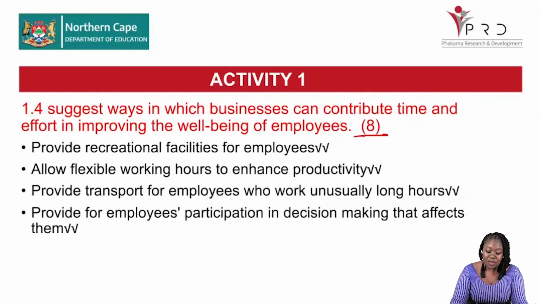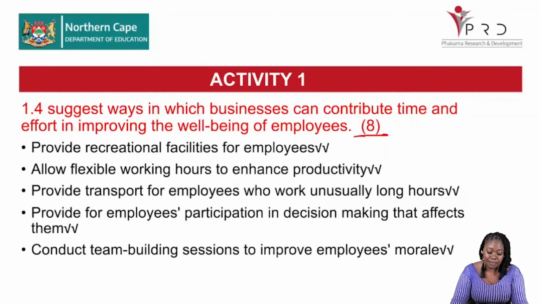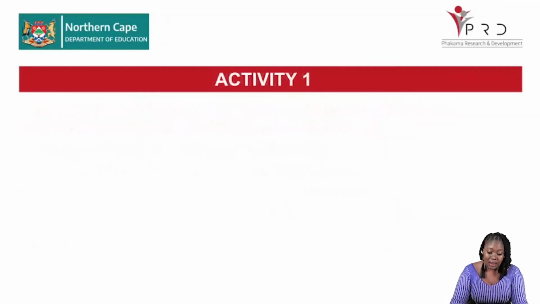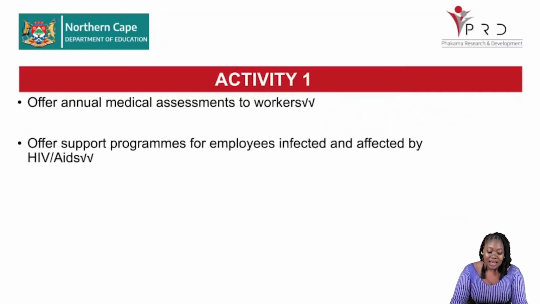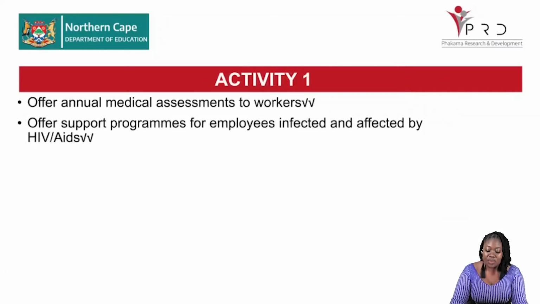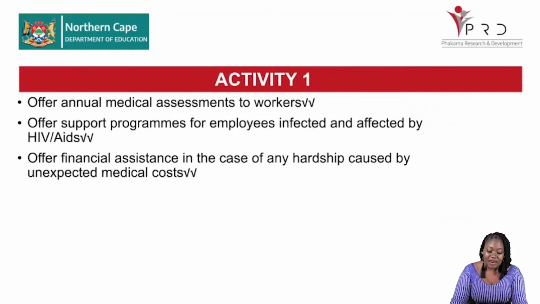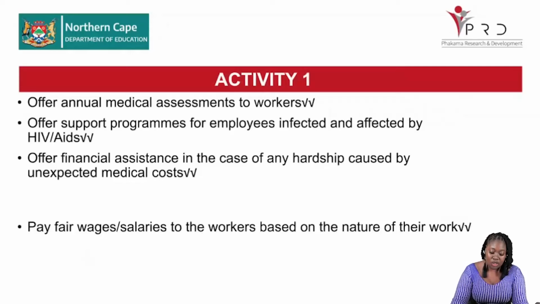Businesses can also make sure that they provide for employees' participation in decision making that affects them. Businesses can also make sure that they conduct team building sessions to improve employees' morale. Okay, this is what businesses can do as well. They can offer annual medical assessments to workers. They can also offer support programs for employees infected and affected by HIV and AIDS. And then businesses can also offer financial assistance in the case of any hardship caused by unexpected medical costs.